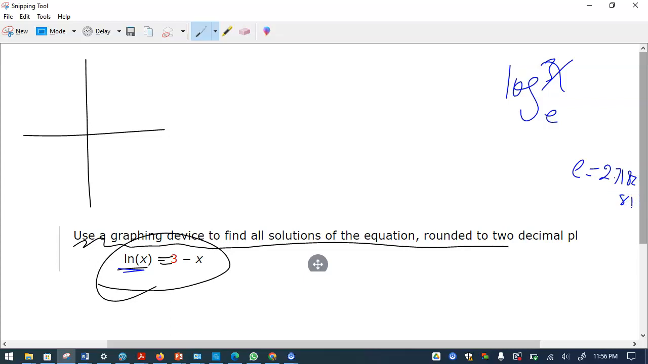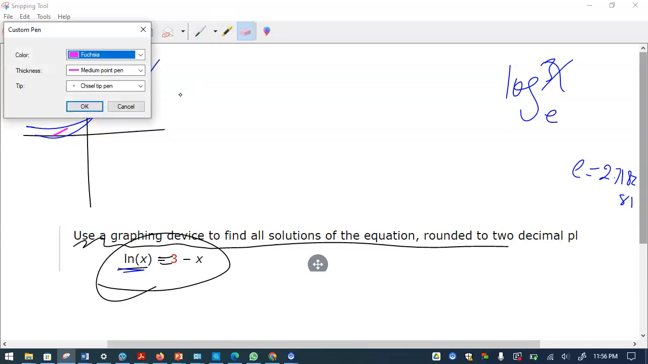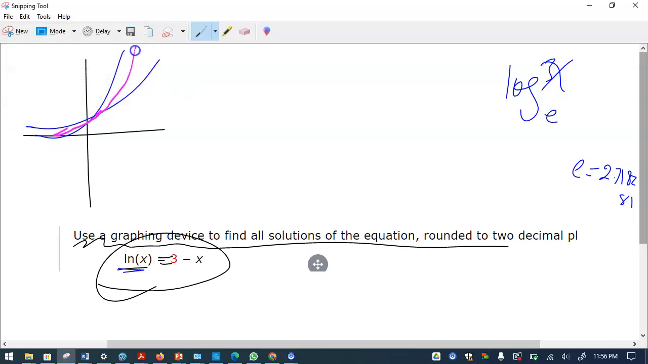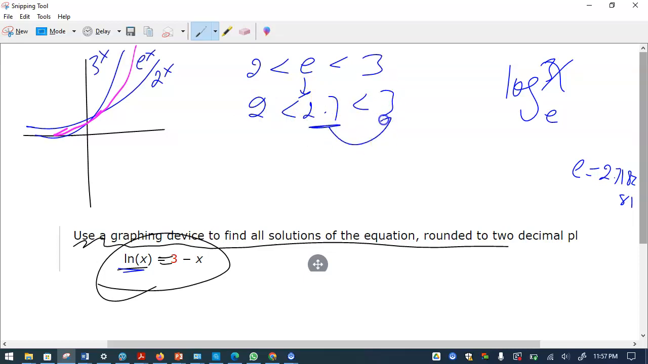But the main thing is, remember, if e raised to 2x was this and e raised to 3x was this, then e raised to x will be in between, closer to this one, because this is 2 raised to x, this is 3 raised to x, and 2 is less than 3, right? And e is basically 2.7. So 2.7 is closer to 3, that's why the pink color is closer to the 3 raised. So when you graph this downward, this 2 raised to x will be something like this, and e raised to x will be like this, and 3 raised to x will be like this.